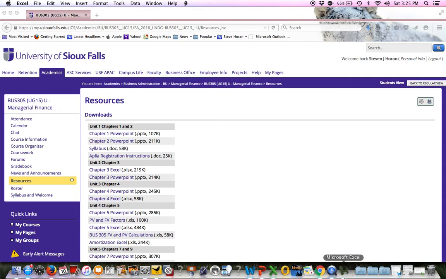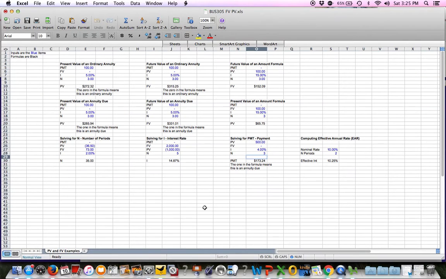Okay, let me get to what's left for Excel. I forgot to open the textbook Excel, so we'll come back to that one. This is the one you can use to do the problems in Aplia. I put this together, and all the different Excel formulas that you will need are here. Anything in blue is your inputs, and anything in black is your output.